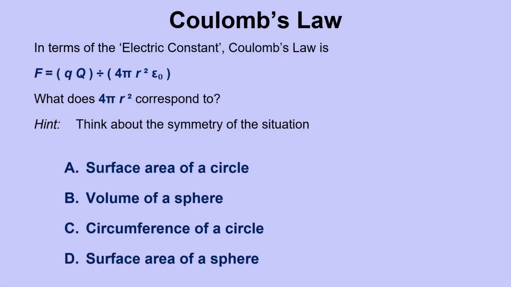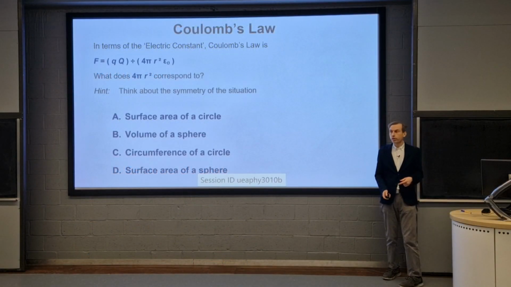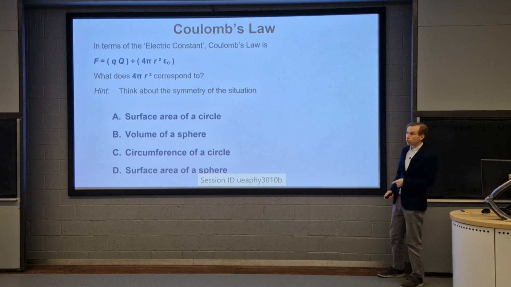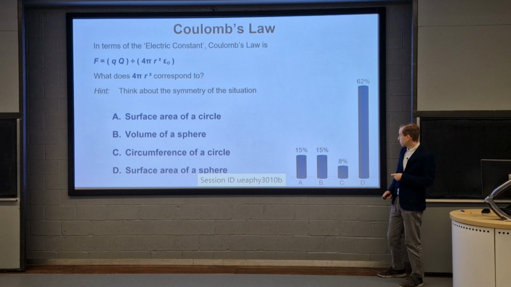If you're not sure about this one, maybe there are some that you can rule out because you recognize that there's something else. Maybe have a chat with the people around you, see what they think. Try and figure out which of these corresponds to that 4 pi r squared. Okay, let's see what everybody thinks for this one. What geometric quantity does 4 pi r squared correspond to?